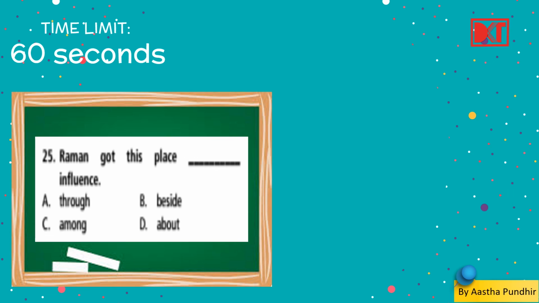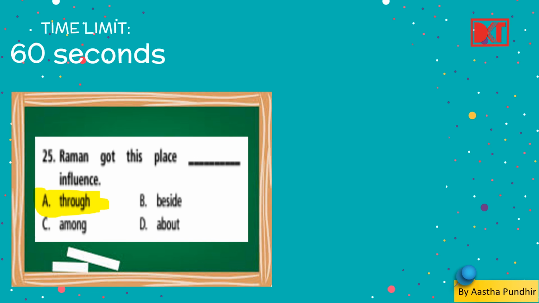Alright, now next. Raman got this place dash influence. Through influence, beside influence, among influence, or about influence. Here the correct answer is A, through influence. Through, we're talking about the means of something. By, through, these words are used to talk about means. So Raman got this place through influence.